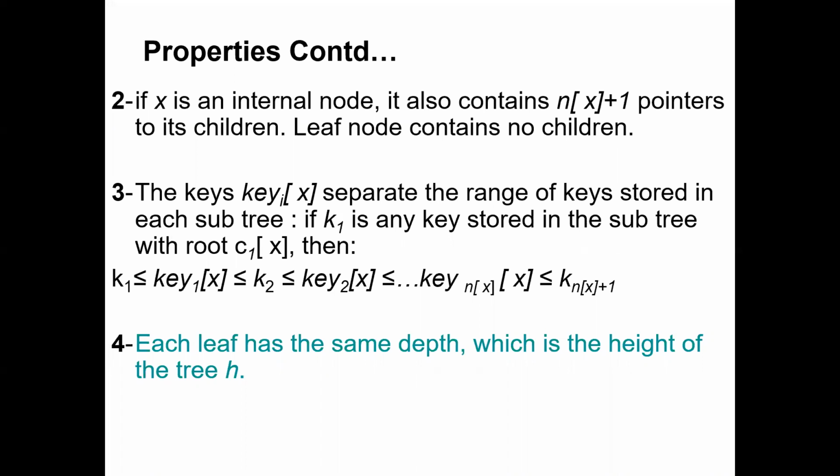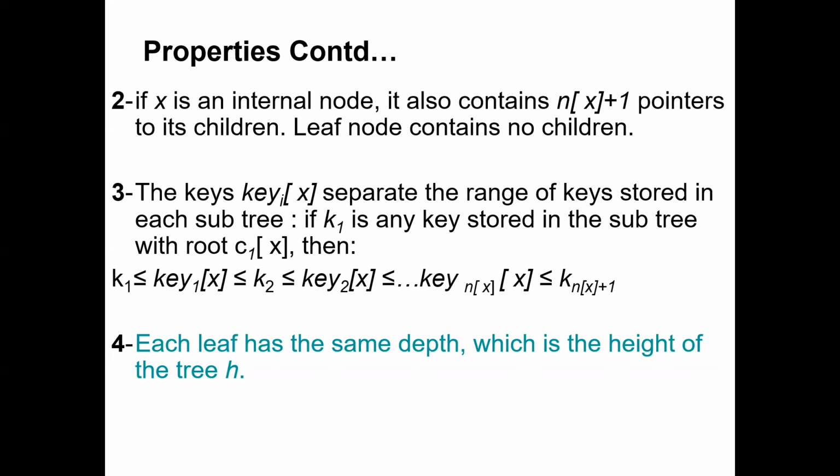If we call X any internal node, then it also contains Nx plus 1 pointers to the children. Or in other words, if a node X contains Nx keys, then it has Nx plus 1 children. A leaf node doesn't contain any children. Definitely, we all know that a leaf node has no children.